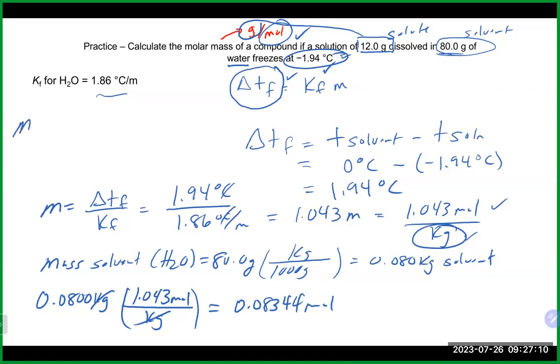So the molar mass here will equal our grams, which was 12 grams, divided by our moles, which we got from our freezing point information. And I missed a zero there: 0.08344. That's going to give us a molar mass of about 144 grams per mole.